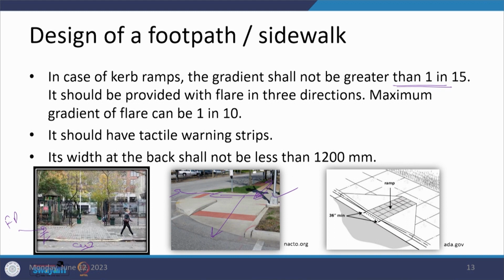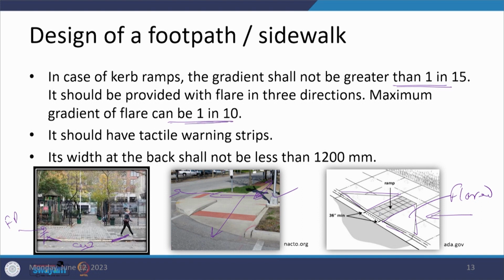At the same time, when you are using this footpath, what we can see is that this footpath is going down and similarly it is going down here. It means there is some flaring happening, and this flaring is being shown in another diagram on the right hand side. So, this is a flared section, and for this flaring the gradient being used is 1 in 10.